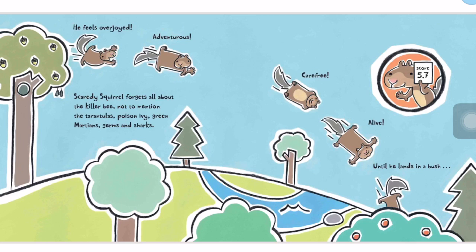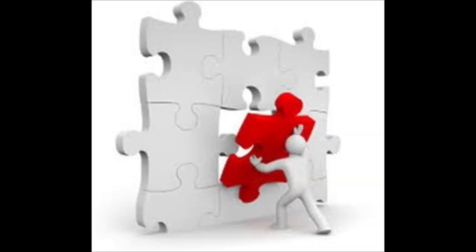How did Scaredy Squirrel solve his problem? That's right. Because Scaredy Squirrel is a flying squirrel, he doesn't need a parachute. He can glide.